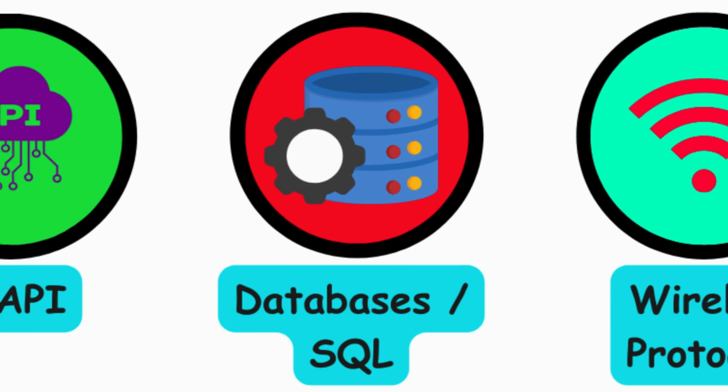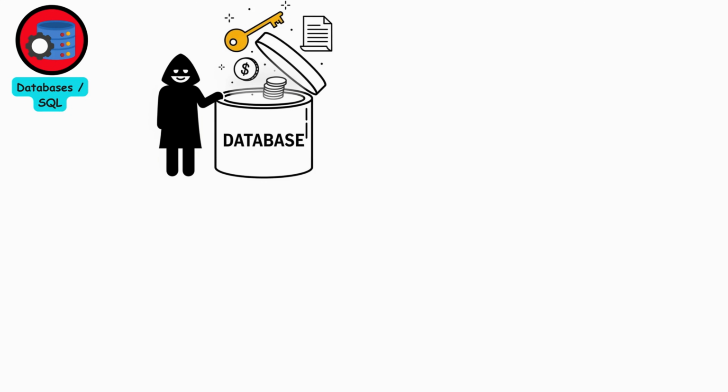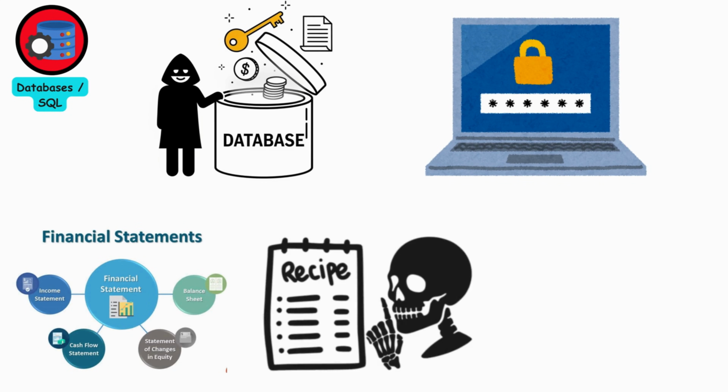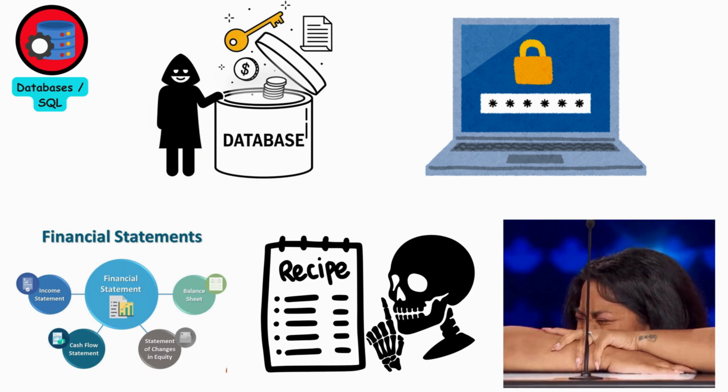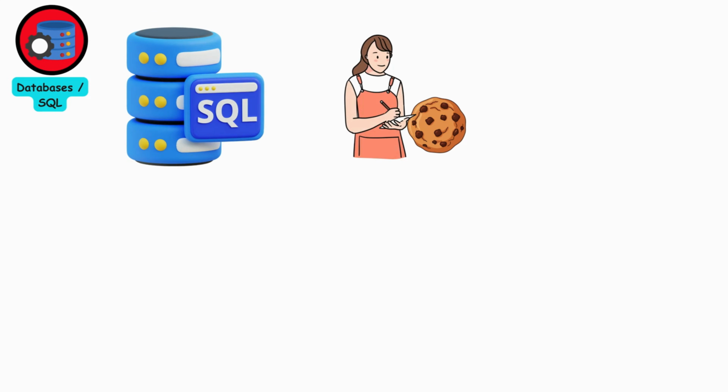Databases and SQL, the cookie jar. Databases hold all the good stuff: passwords, financial info, secret recipes, and embarrassing search histories. SQL is like ordering one cookie and getting the entire bakery.